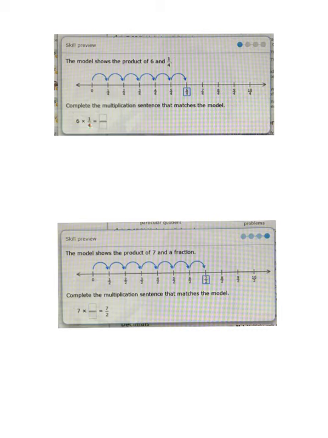6 times 1/4, and they've made it really visual for you here. It's obviously 6/4. But I think that makes sense. It's just like 6 times 1 is 6, but we're not talking about 6 times 1, we're talking about 6 times 1/4, which is 6/4. The biggest takeaway I'd say here is to remember that the denominator doesn't change.